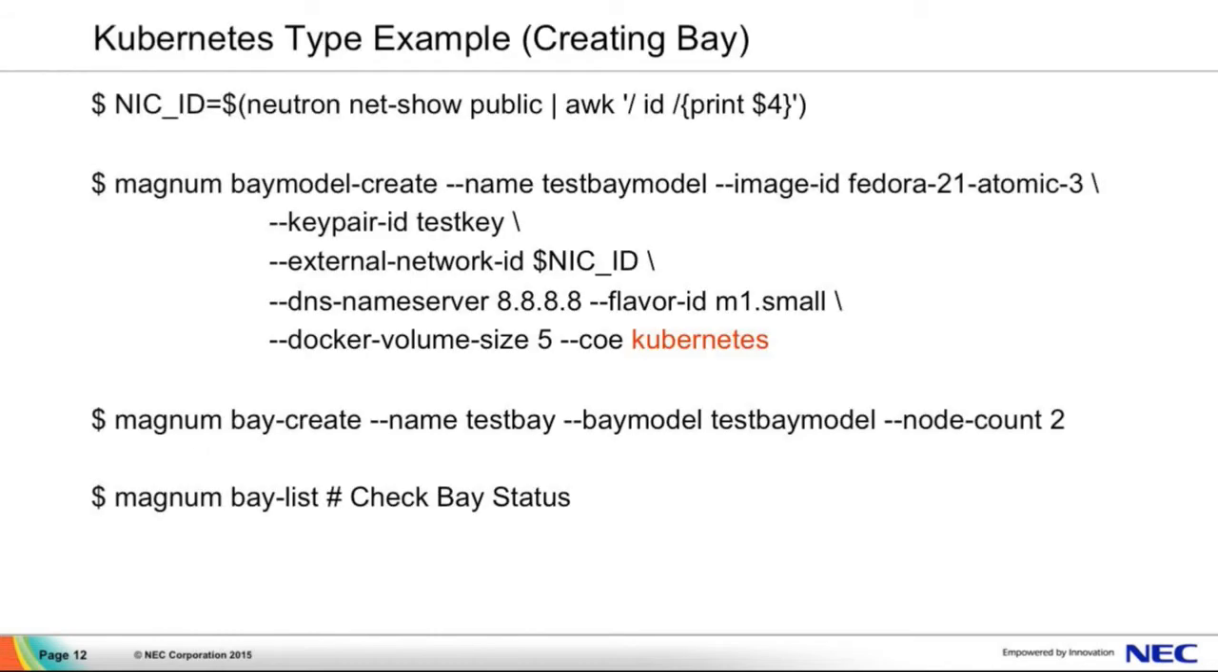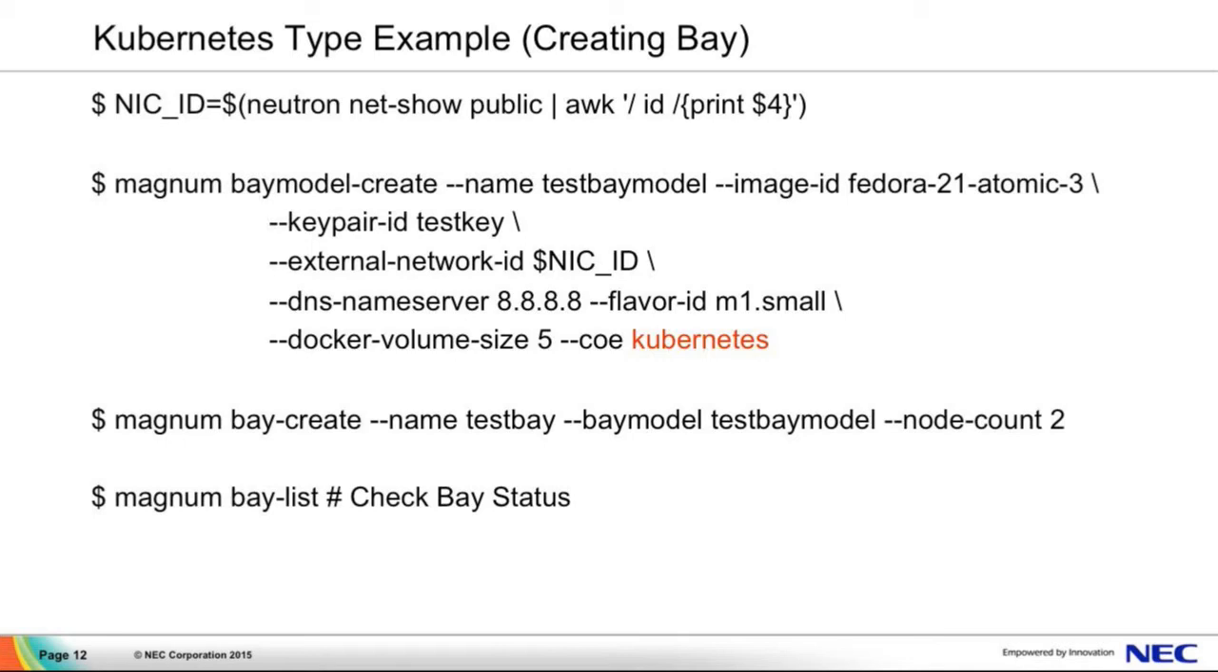Finally, I introduce how to use Magnum. This is example for Kubernetes type of Bay. Bay needs a lot of parameters to build. So first, you must create Bay model, which is template of Bay.